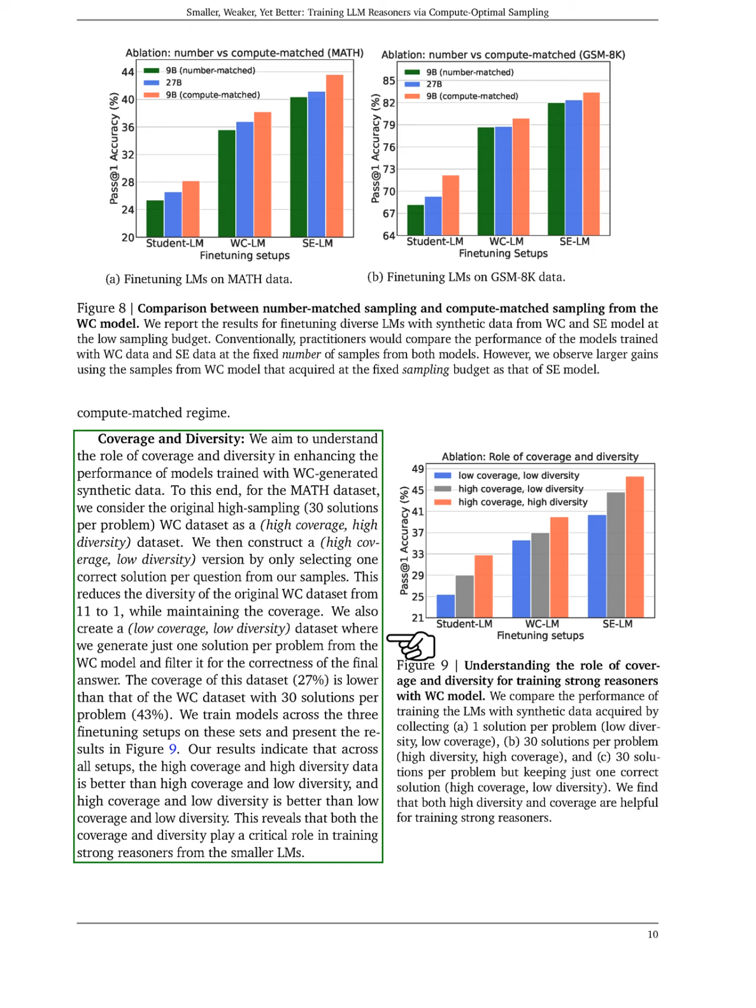We train models on these 3 datasets and present the results in the figure. Our findings reveal that high coverage and high diversity data consistently outperforms high coverage and low diversity, which in turn is better than low coverage and low diversity. This underscores the importance of both coverage and diversity in developing effective reasoning models from smaller language models.